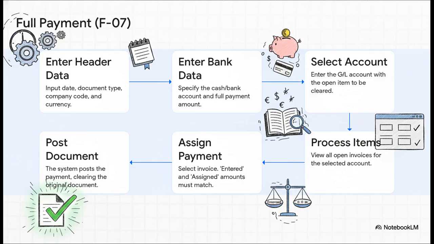Now, once you hit Process Open Items, you'll see a list of outstanding invoices. And here's the key. When you select the right one, look down at the bottom of the screen, you'll see amount entered should perfectly match amount assigned. If those numbers balance out to 0, you are golden. That's your green light to post.